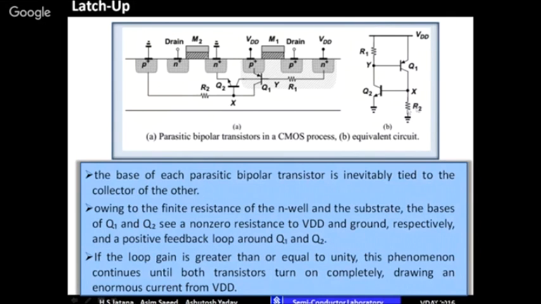So for this you have to minimize R2 and R1, because if the node potential becomes 200 or 150 millivolt, with the base to emitter voltage needing to be only 200 or 250 millivolt, immediately this Q2 will turn on. Similarly, this is a PNP, so its emitter to base voltage should be more than 200. So how can you reduce this voltage? By reducing this resistance. So you have to reduce this contact R2 and R1, the substrate and well contact. You can eliminate it.